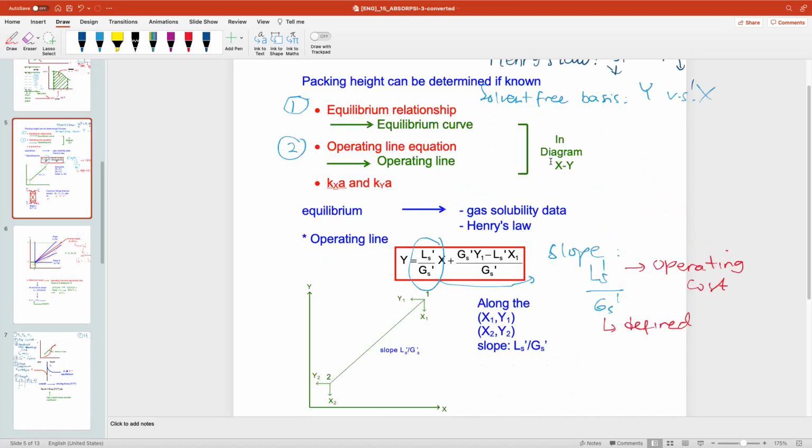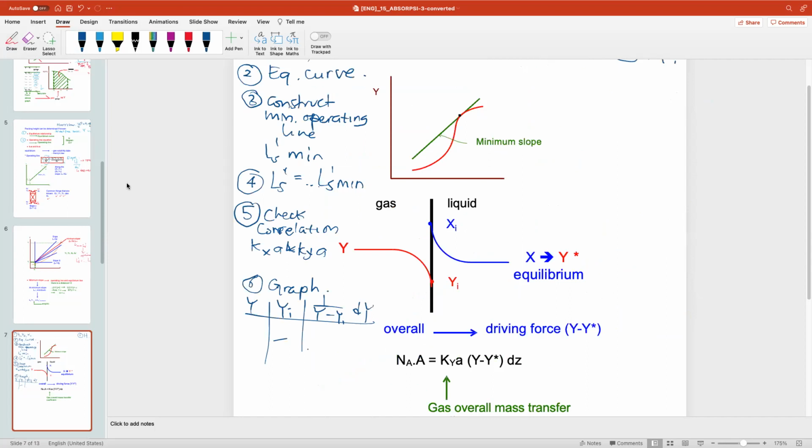And the next one, after you got the operating line, you need to find the KXA and KYA from the problems, because usually it's given by the vendors, like in the videos before, that there's a difference between Raschig ring and Pall ring and saddle. It's about the contact and also the wetted area between the gas and the liquid. Once you have done that, you can make a graph between y and yi, and then calculate the trapezium area to integrate this NTU. Once you got that, then you can have it.